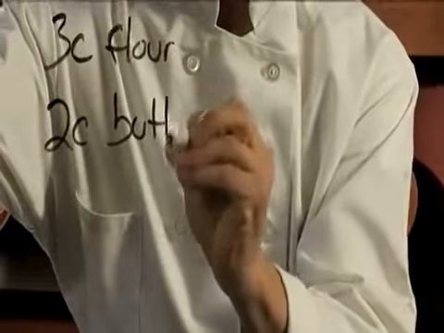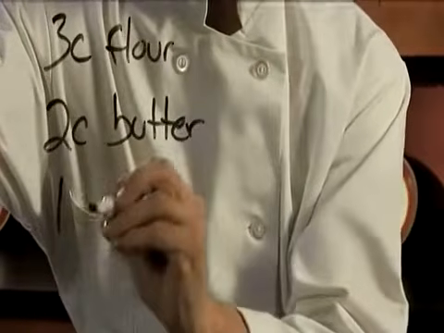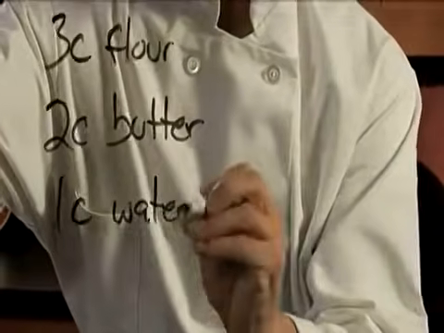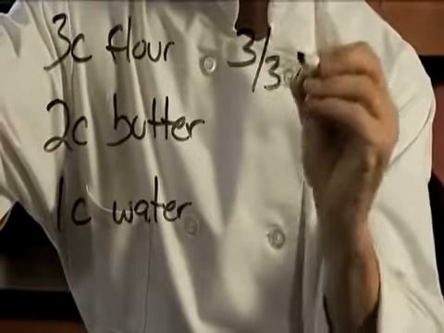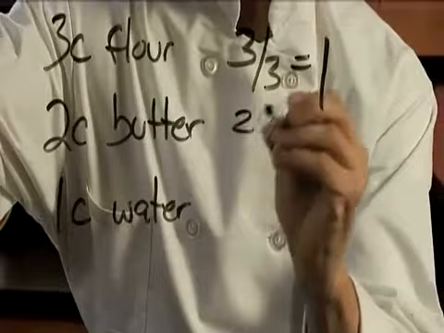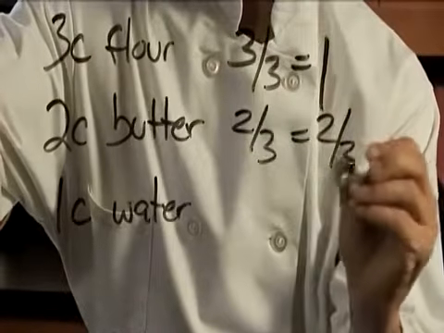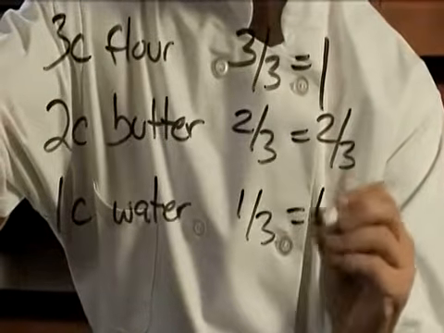To make 1/3 of this recipe, you would divide each measurement by 3. 3 cups divided by 3 is 1 cup. 2 cups divided by 3 is 2/3 cup. And 1 cup divided by 3 is 1/3 cup.